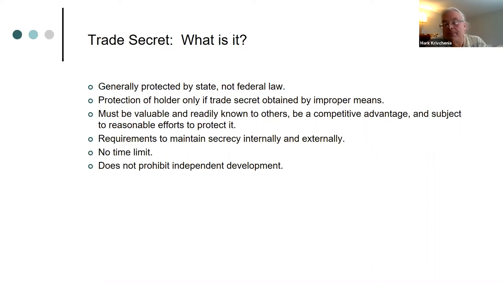So the obvious example is Coca-Cola. That's a trade secret. The formula is known to very few people. They keep it a secret, locked up in a safe someplace. But there are a ton of other colas out there, right? There's Pepsi-Cola, RC Cola. I mean, there's gotta be 50 colas out there. And as long as folks develop those colas by not stealing Coke's formula, that's fine.